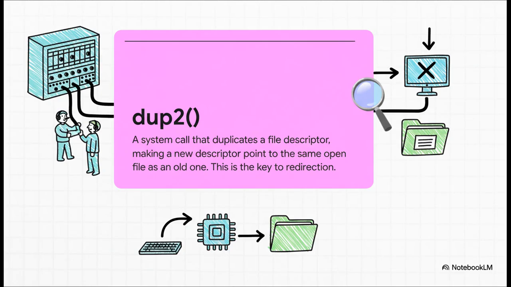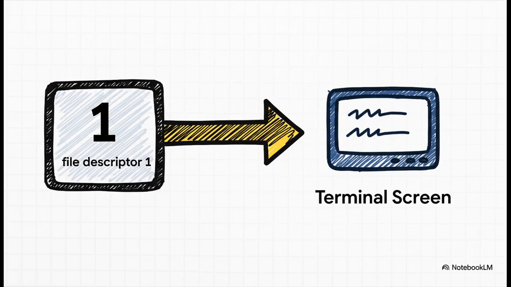But what if you want to save your output to a file instead of just printing it on the screen? Well, that's where another system call, dup2, comes in. It's amazing. Think of it like an old-school telephone switchboard operator. It lets us unplug a connection from its default spot and plug it into something totally new, like a file. So right out of the box, file descriptor 1, our standard output, is wired straight to the terminal screen.